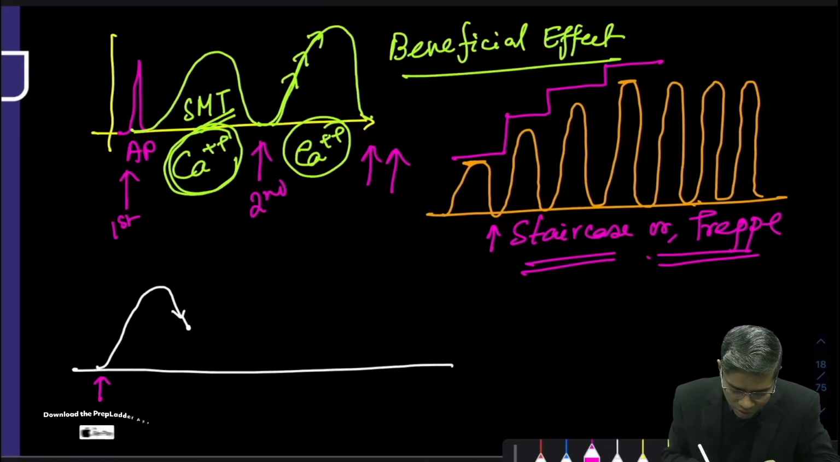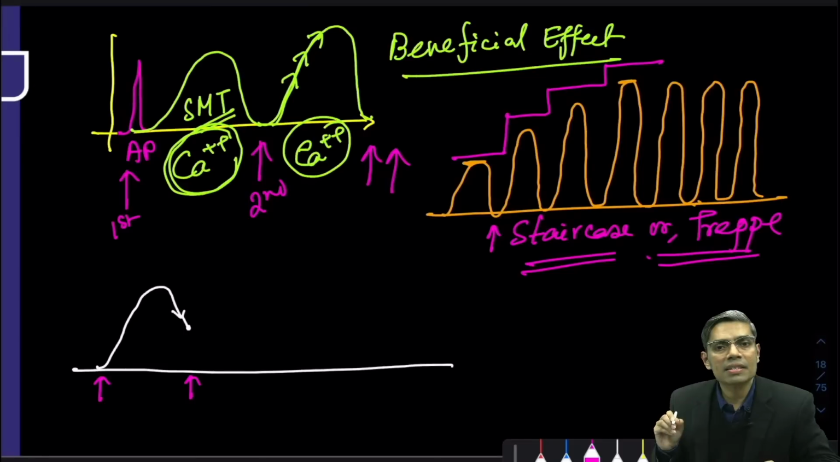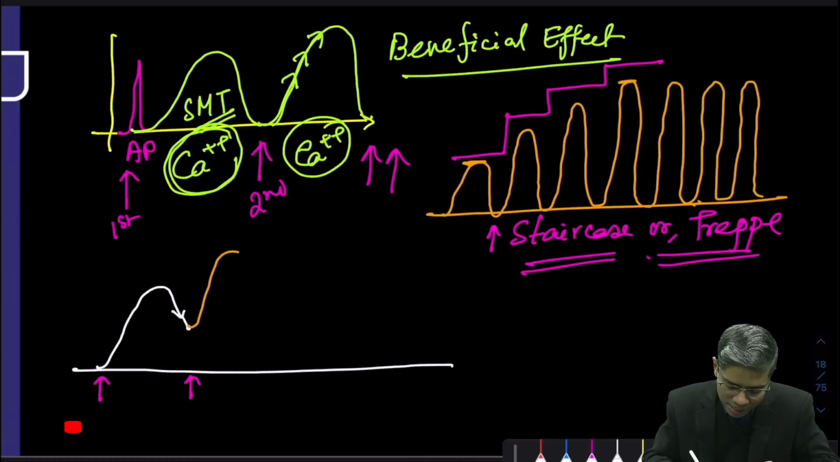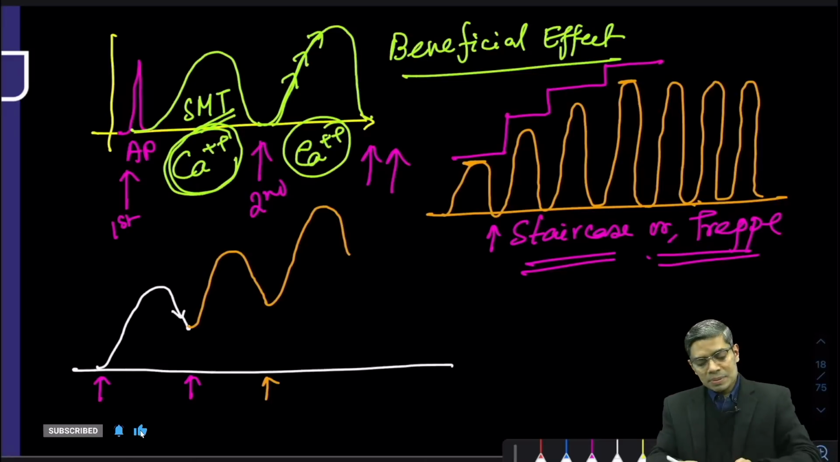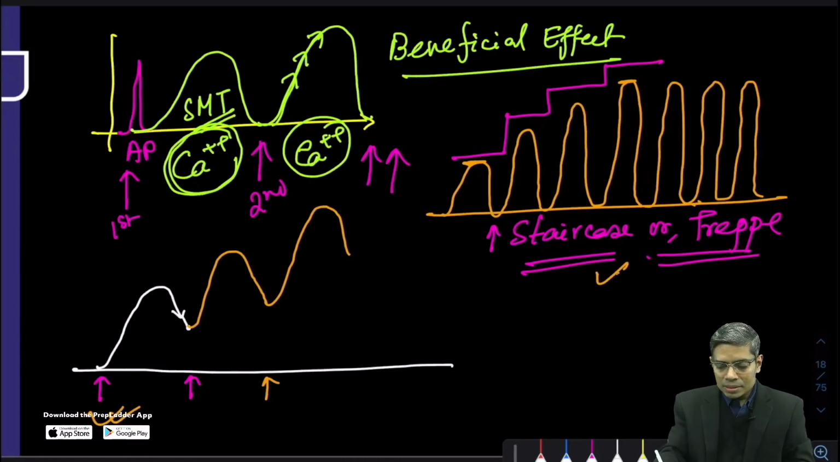So here is the first contraction stimulus. This is the second stimulus. So now the second contraction will start from here. Again, it is going to relax, but before that, you have given the third stimulus. Again, it is going up like this. So what is the difference between this and the staircase or Treppe?